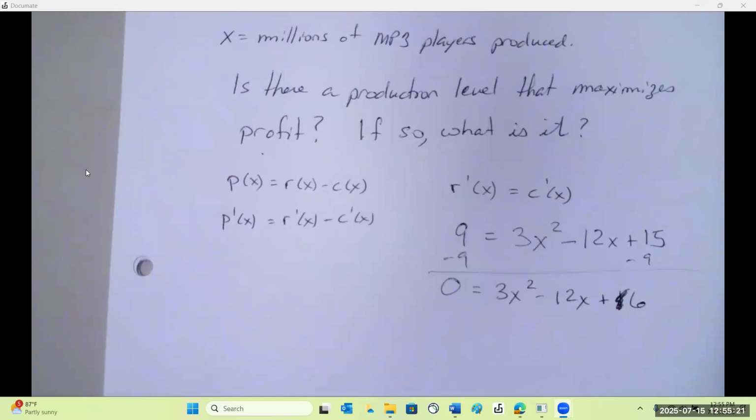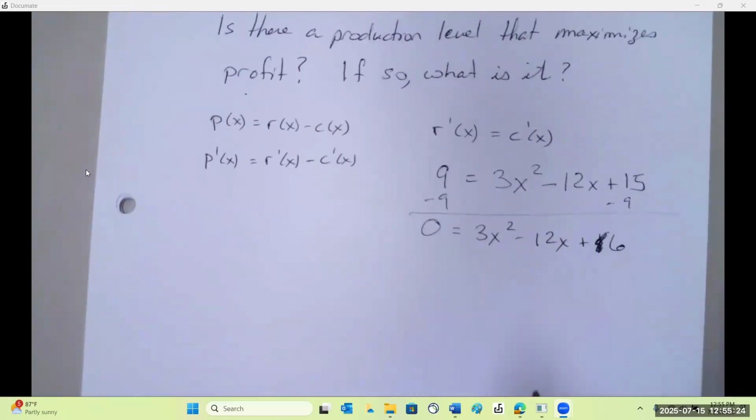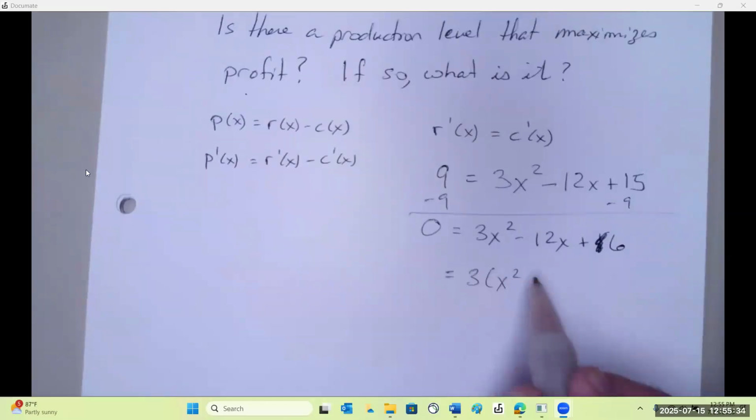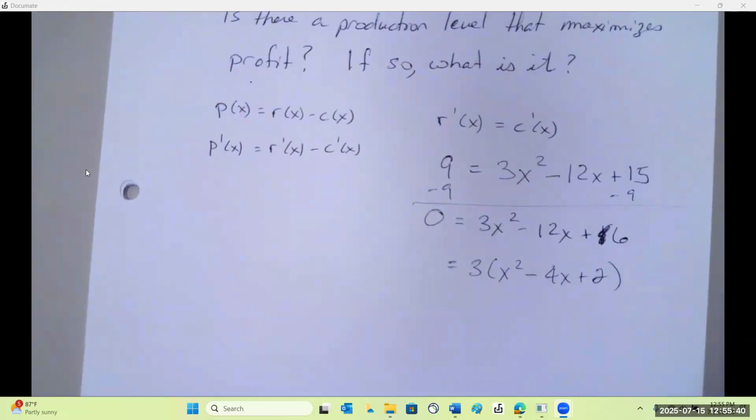So what do we do now? How do we solve this one? We can't do a 3x. We can do a 3. That gives us x squared minus 4x plus 2. Give me two numbers where you multiply, you get 2. When you add them, you get 4. There are none, so we can't use factoring.